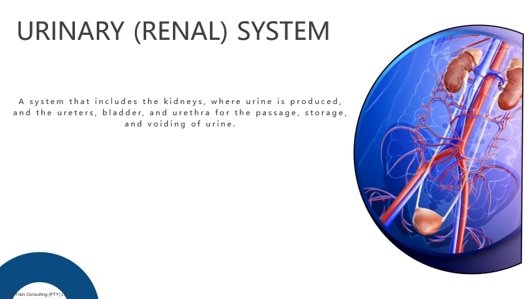The latter substances are excreted in the urine, which passes from the kidneys to the bladder by way of two thin muscular tubes, called the ureters. The bladder is a sac that holds the urine until it is eliminated through the urethra.